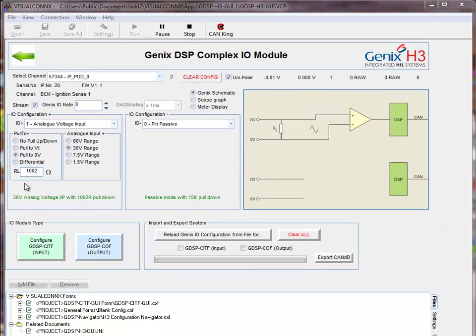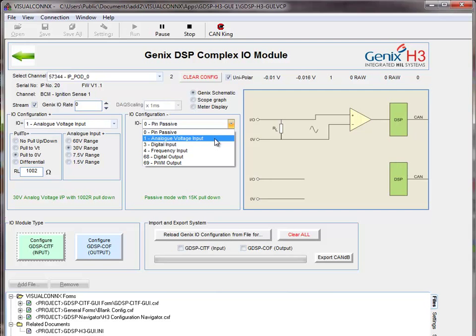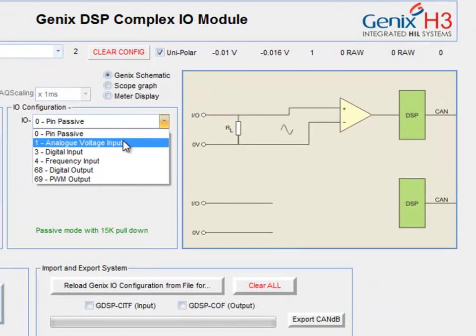Now that we've configured the IO plus pin on the module, we can choose to configure the IO minus pin. Provided the IO plus pin has been configured single-endedly, then we've got no real restrictions on the IO minus pin configuration, and so this can be configured as analog voltage input, digital input, frequency input, digital output, or PWM output. As we're discussing analog inputs, I will turn on the analog input on the minus pin as well.